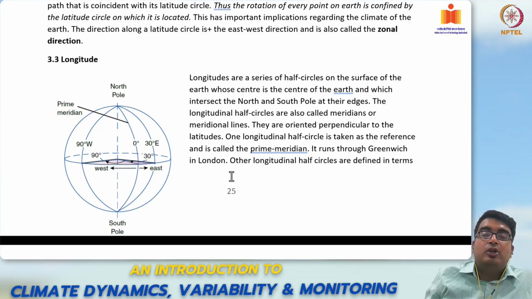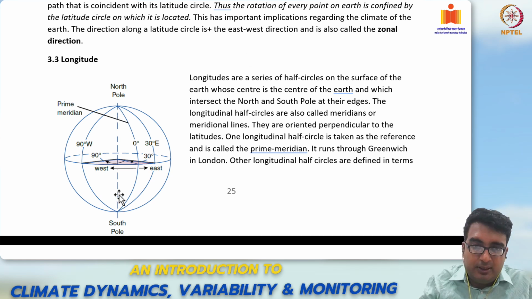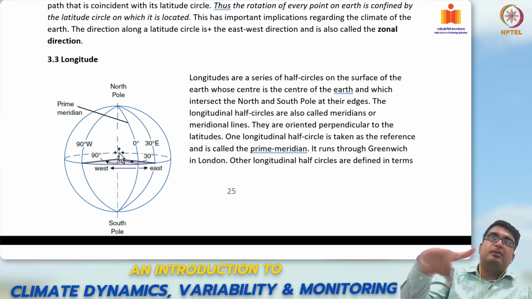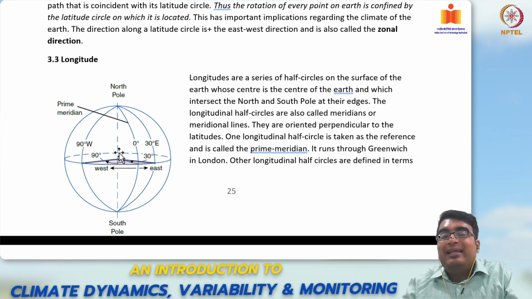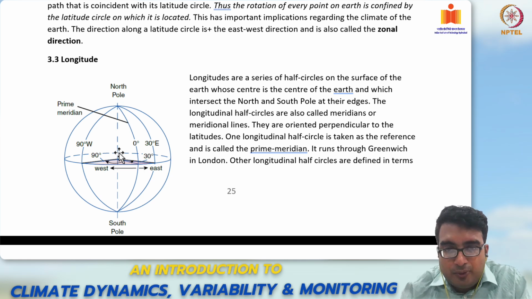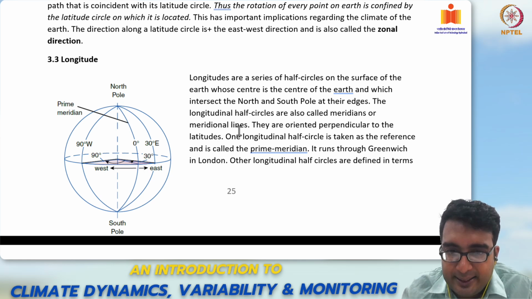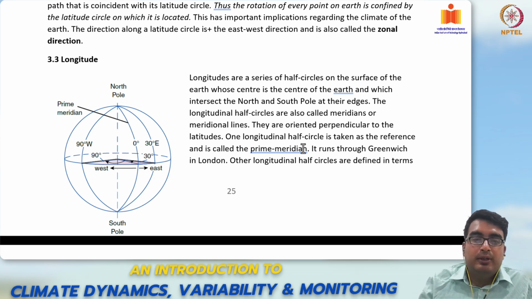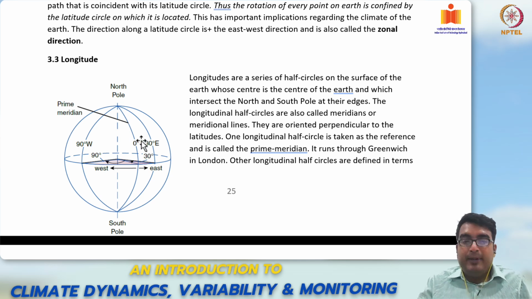So, longitudes are nothing but a series of half circles on the surface of the Earth whose center is the center of the Earth. So, you take the center of the Earth, you draw half circles from the north pole to the south pole. And these lines are called longitudes. The longitudinal half circles are also called meridians or meridional lines. They are oriented perpendicular to the latitudes. So, if you draw a latitude line, they are oriented perpendicular to each other. That is where they intersect, that angle will be 90 degrees.